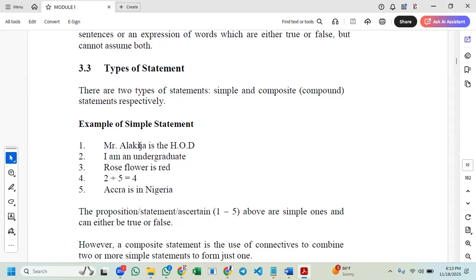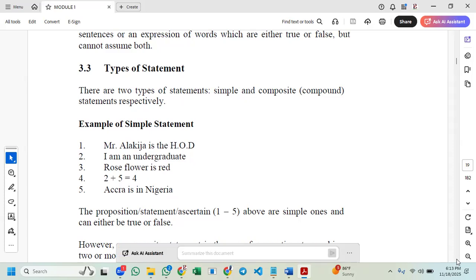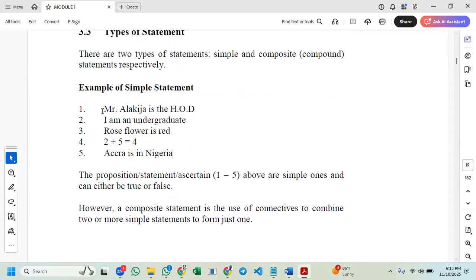Now, the simple statements: Mr. Alakija is the HOD. I am an undergraduate. Rose flower is red. 2 plus 5 is 4. This one is false. You understand? Accra is in Nigeria. This is also false. When you listen to statements, you already start judging whether they are true or false. That is the destiny of every statement. Every statement has two destinies. They are either true or false, but they cannot be both at the same time.